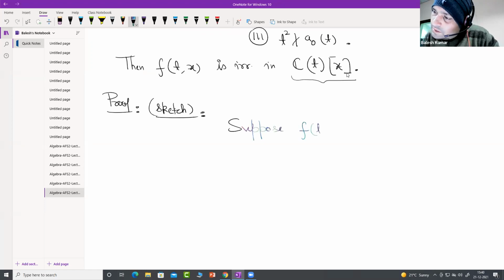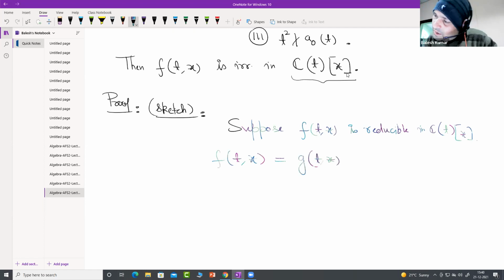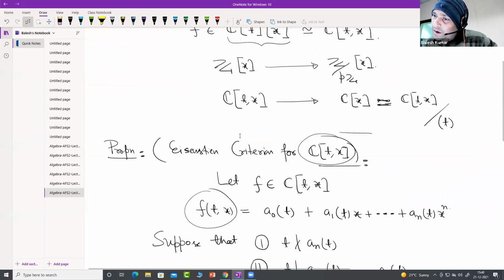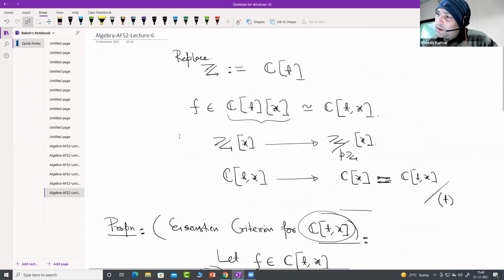Suppose f(t,x) is reducible, say in C(t)[x]. That means f(t,x) can be written as a product of two factors, g(t,x) times h(t,x). Now what one can do is the following. The way we started by reducing modulo p there, that can be compared here with respect to the variable t.